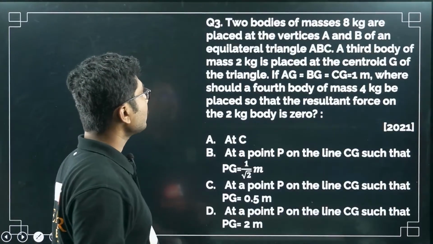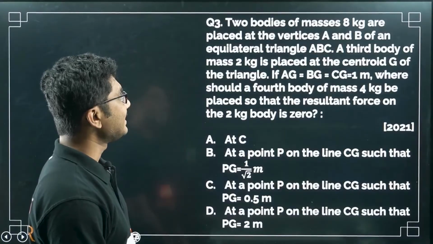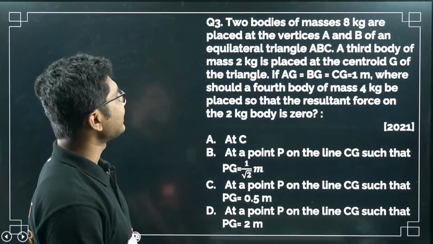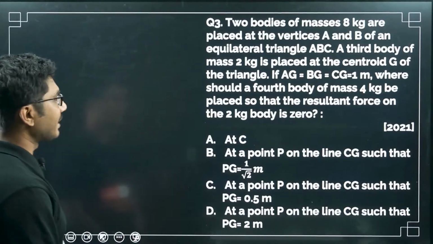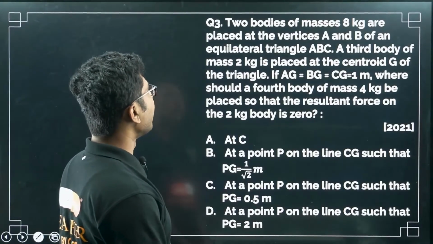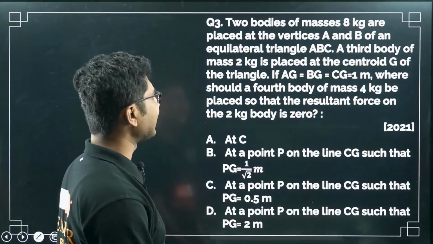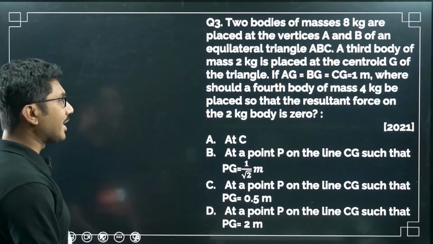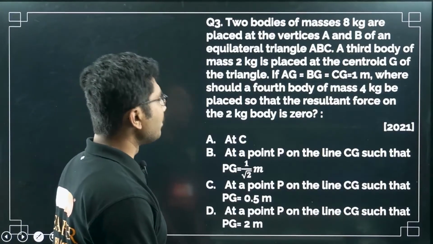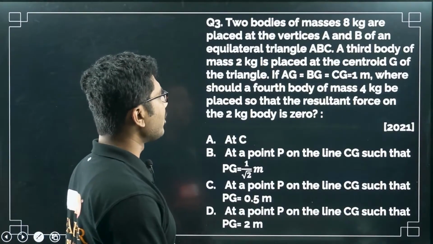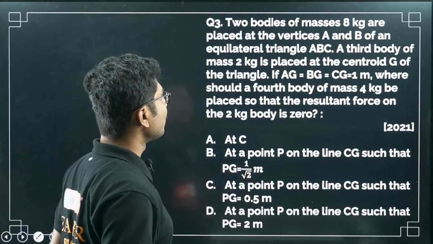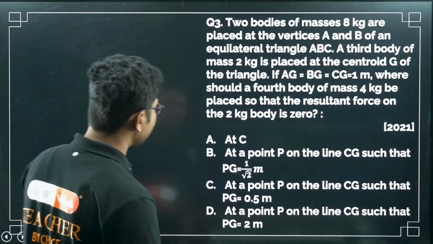Now, two bodies of masses 8 kg are placed at the vertices A and B of an equilateral triangle ABC. A third body of mass 2 kg is placed at the centroid G of the triangle. If AG equals BG equals CG equals 1 meter, where should the fourth body of mass 4 kg be placed so that the resultant force on the 2 kg body is 0?